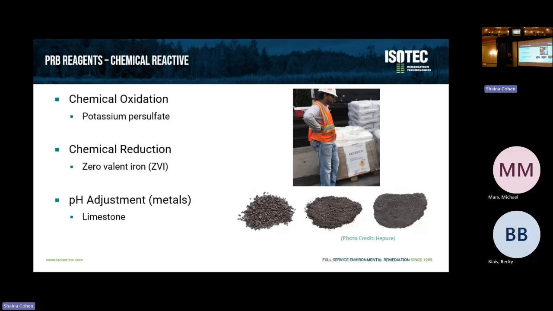Another chemical reactive reagent could be something for pH adjustment. Many metals, just by adjusting the pH, often slightly higher, can enhance precipitation of metals. So the groundwater may have certain metals flowing into the barrier. There's a pH adjustment going on, and then the metals basically precipitate in the barrier and do not continue to flow on beyond that barrier point. And ground up limestone is one example of that.